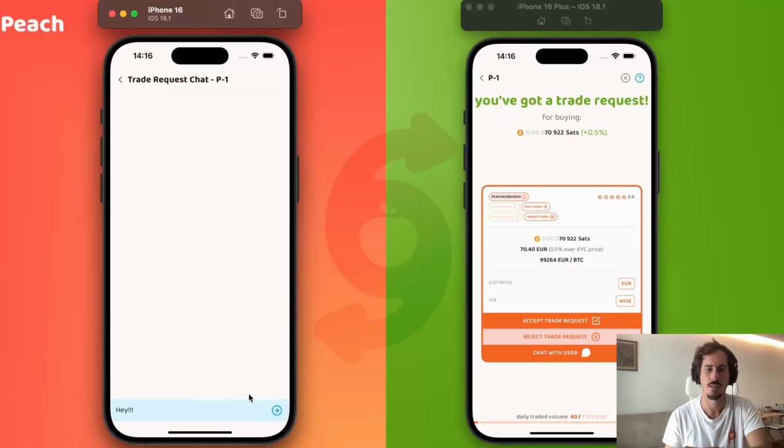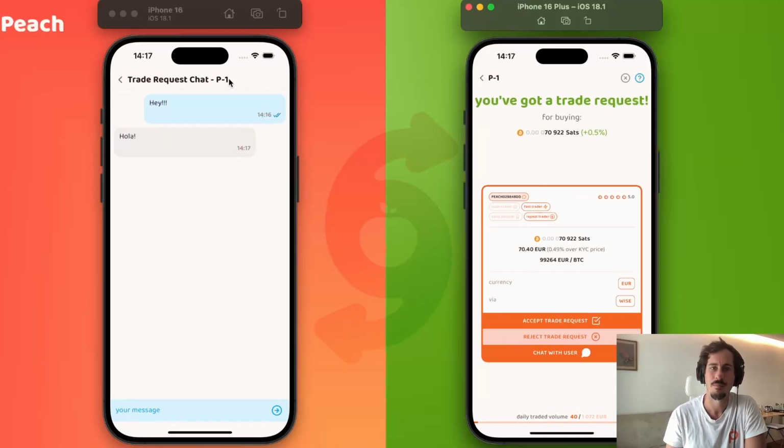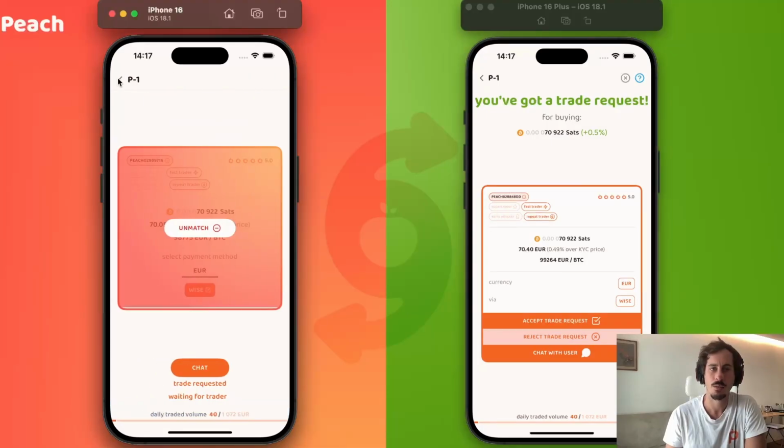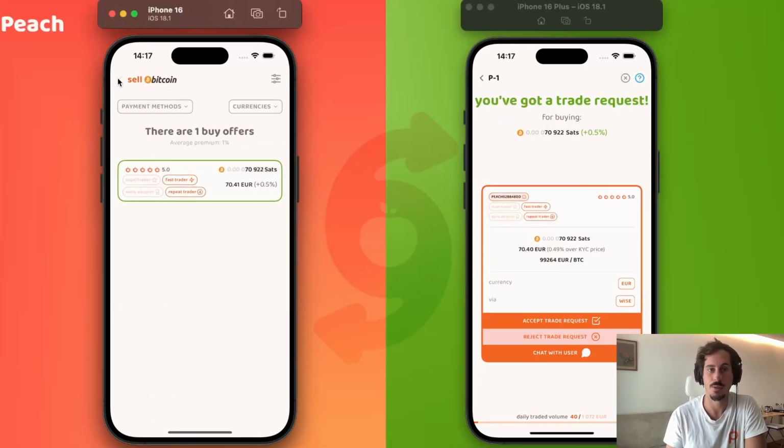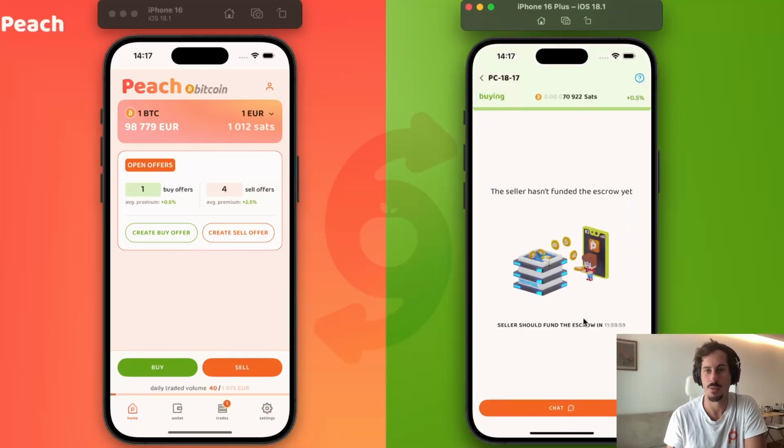Hey. And this is an encrypted chat, just like the payment methods. Details are also encrypted. Hola. And now the seller just waits for the buyer to accept, and the buyer, well, decides to accept. Perfect. So now they both agreed on a trade.